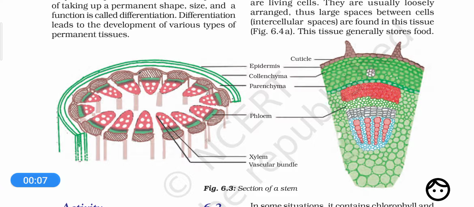The title of the chapter is Tissues. In the previous video we discussed simple permanent tissues. In this video we are going to discuss the different tissues of the stem and the complex tissues.